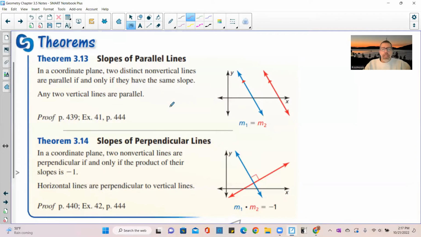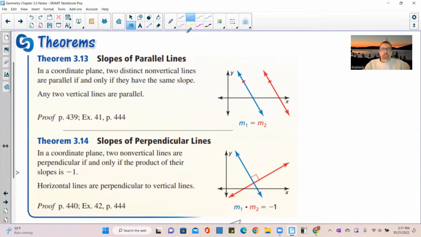In a coordinate plane, so since we have coordinates here, this is a coordinate plane, these lines are passing through coordinates 1 and 4. Two distinct non-vertical lines. They are not vertical. The y-axis is vertical. So these are non-vertical lines. They are parallel if and only if they have the same slope. Any two vertical lines are parallel.